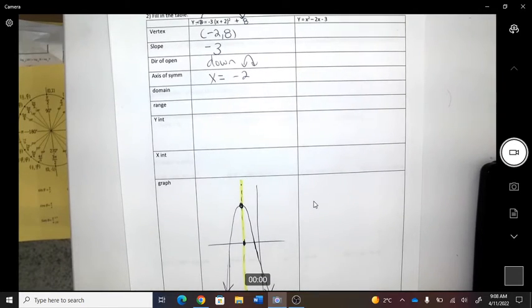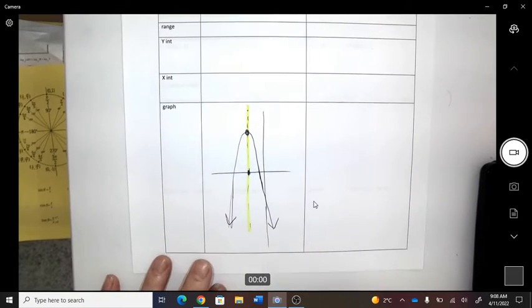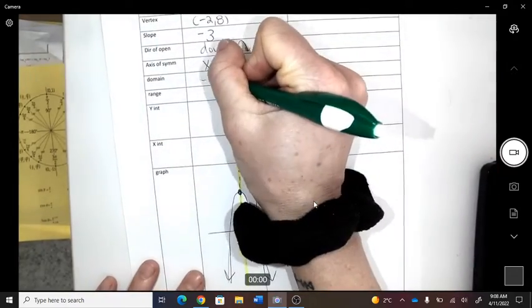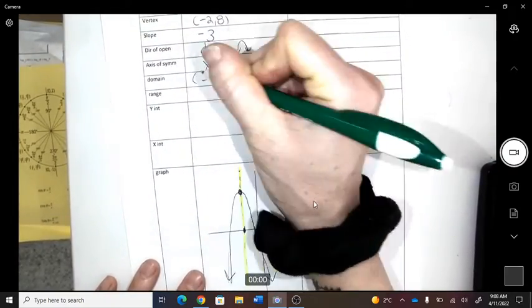Okay, domain. How far left to right? So where are these arrows heading? Left, right. So it keeps going on and on.